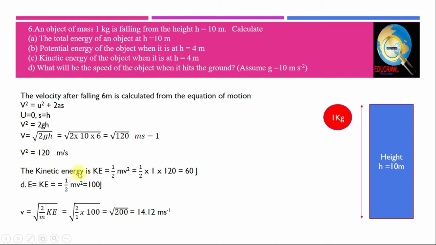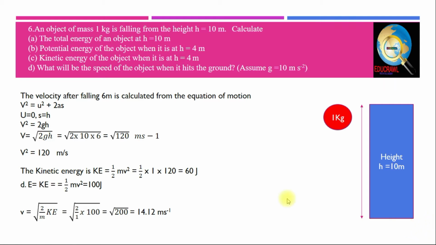So kinetic energy first we shall find. Kinetic energy is given by half m v squared. So half into m value is 1 kg. v squared value, now we found it as 120. So multiplying, you will get the kinetic energy as 60 joule. Our aim is not to find the kinetic energy, it is to find the speed. So from kinetic energy we have to find the value of speed.